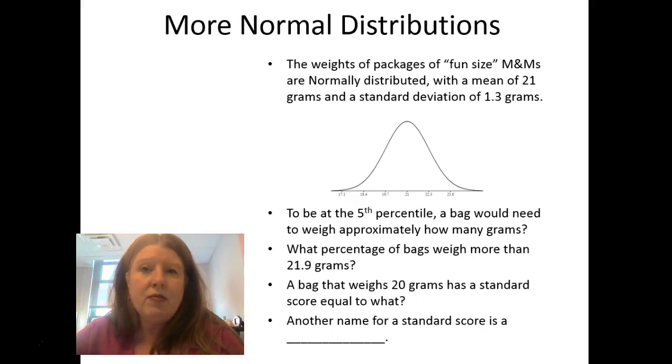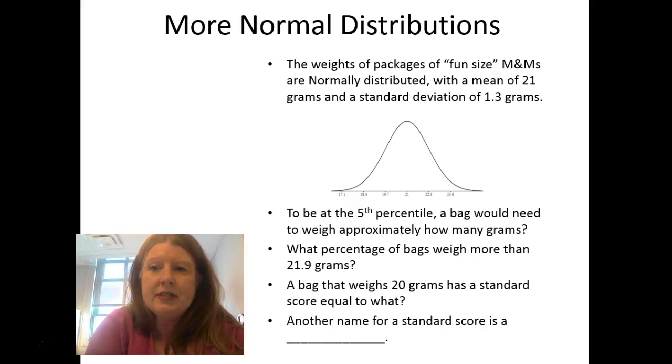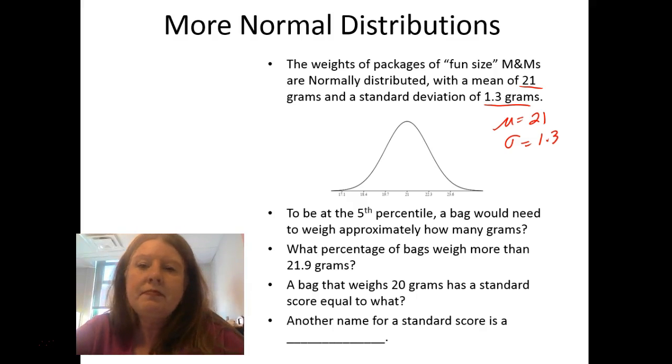So here are a few more questions, again following with our M&M theme. So we have the same distribution, same mean, same standard deviation. You might remember I used these symbols, mu for the mean, sigma for the standard deviation. To be at the 5th percentile, a bag would need to weigh approximately how many grams?